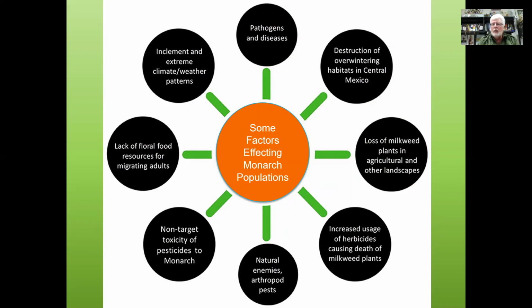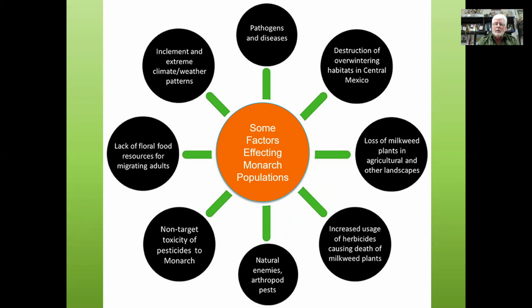Loss of milkweed is one of the biggest issues because that is the only thing that the monarch caterpillars can eat. If there is no milkweed in the habitat, then there are not going to be any monarchs. Causes of the loss of milkweed and also other nectaring plants include uses of herbicide.